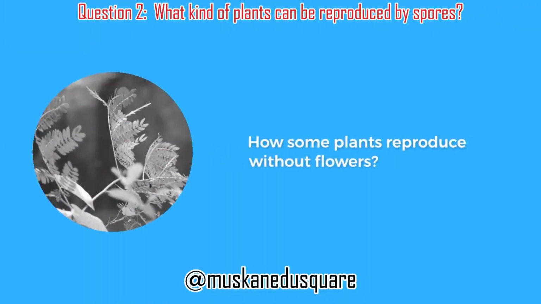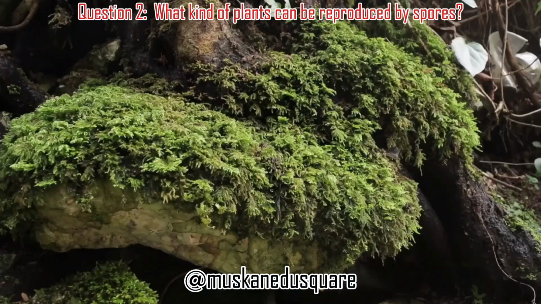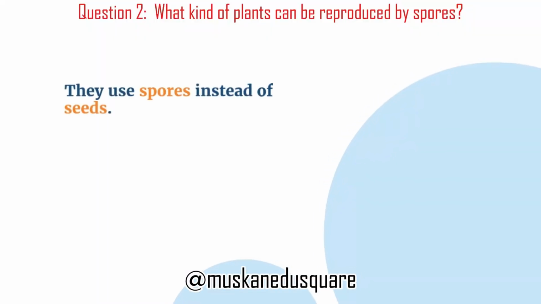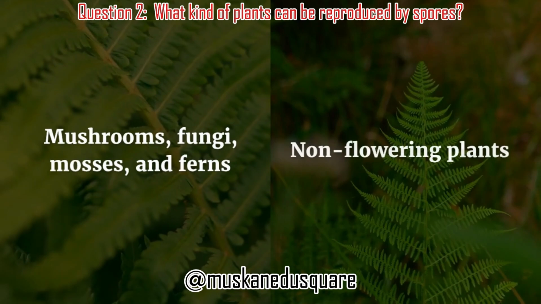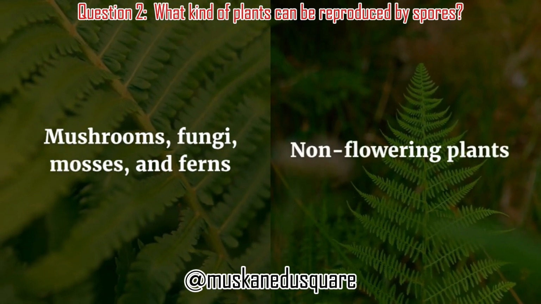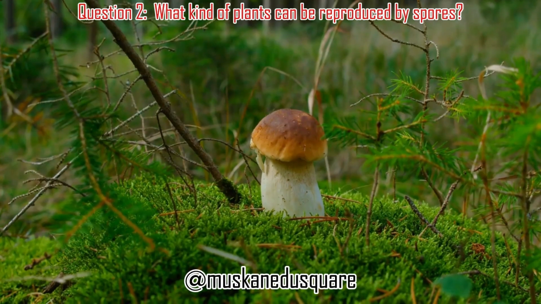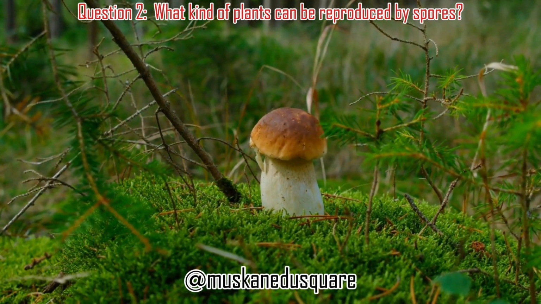Have you ever wondered how some plants reproduce without flowers? Non-flowering plants have a unique way of reproduction. They use spores instead of seeds. Mushrooms, fungi, mosses, and ferns are examples of non-flowering plants. These plants don't produce flowers or seeds. Instead, they reproduce by releasing spores.